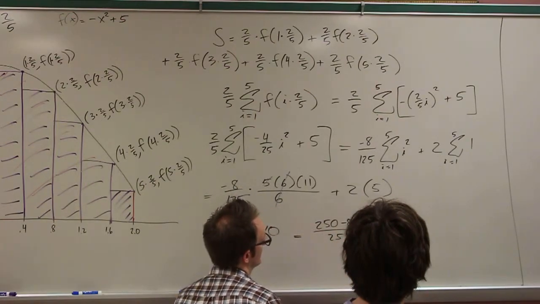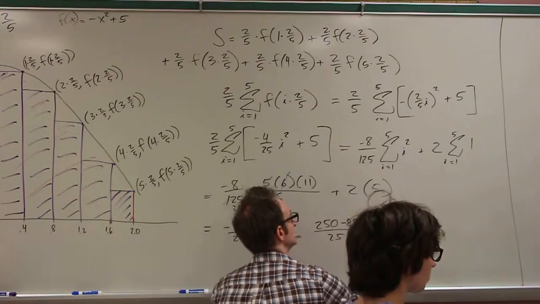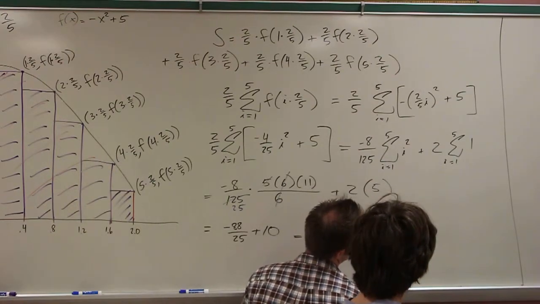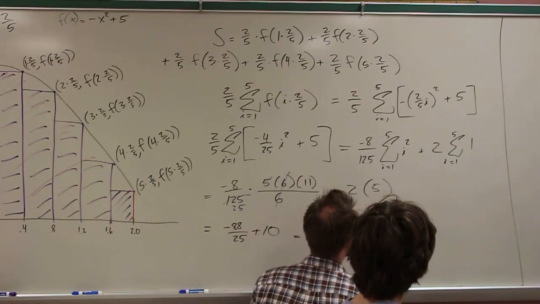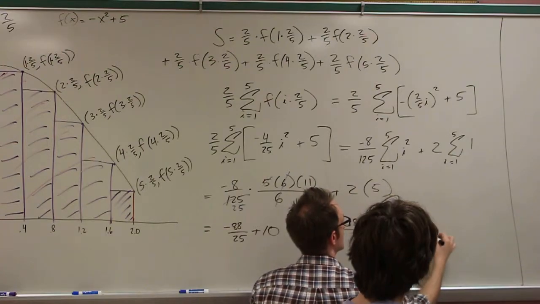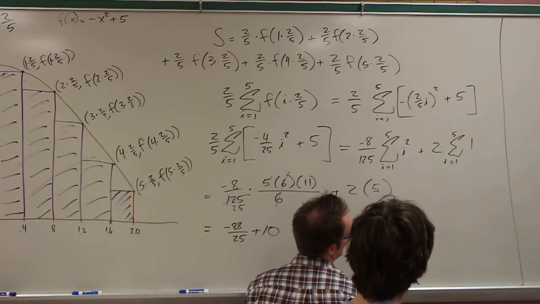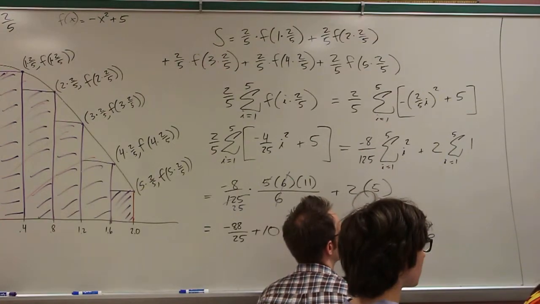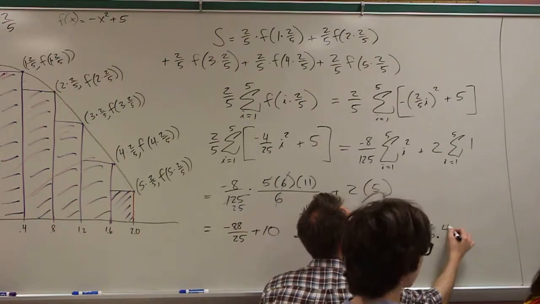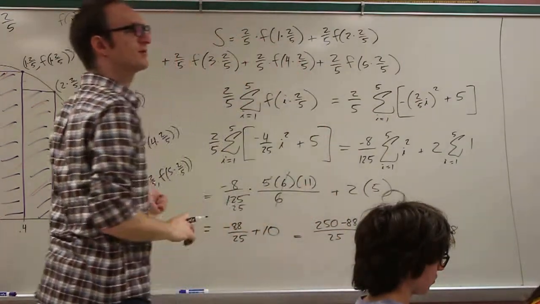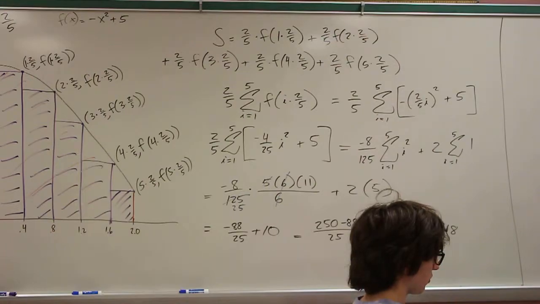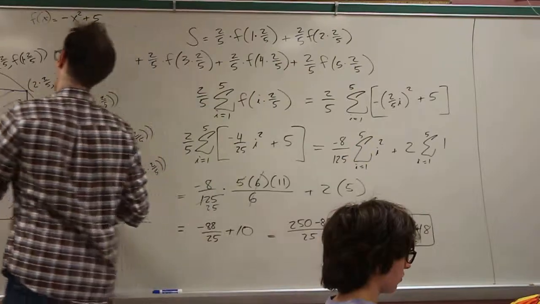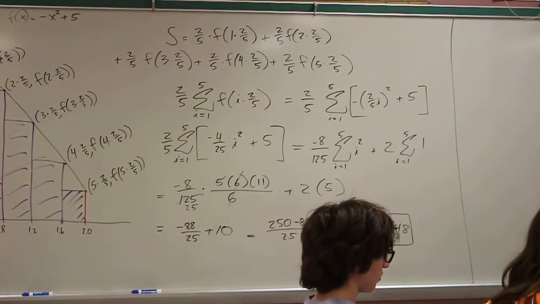What is that? 162? Back me up there. Yeah. 162 over 25. All right, and I'll just write it in mixed number form, just for fun. That's like 6 and 12/25. 12 25ths is 0.48. So yeah, 6.48. All right. I claim that the true area under this curve has got to be more than 6.48.